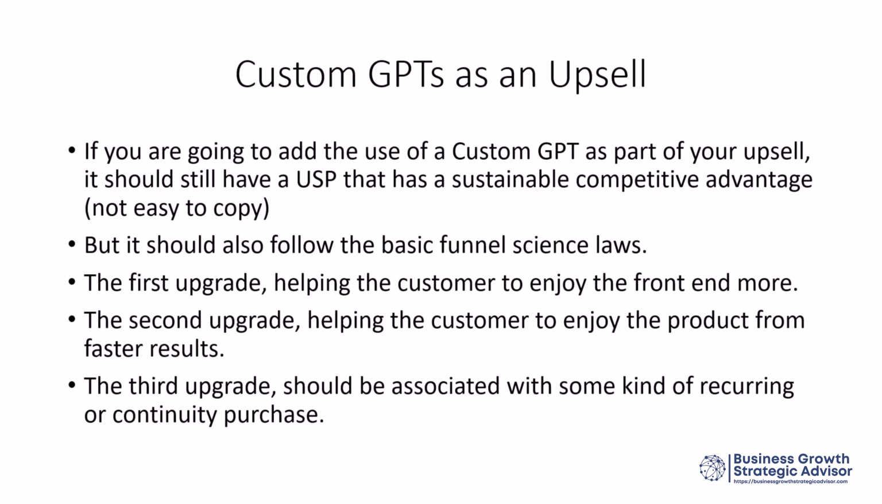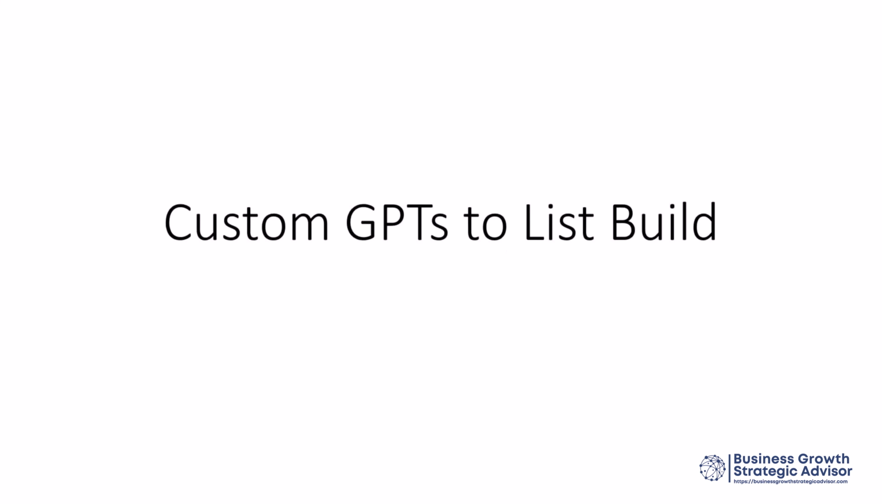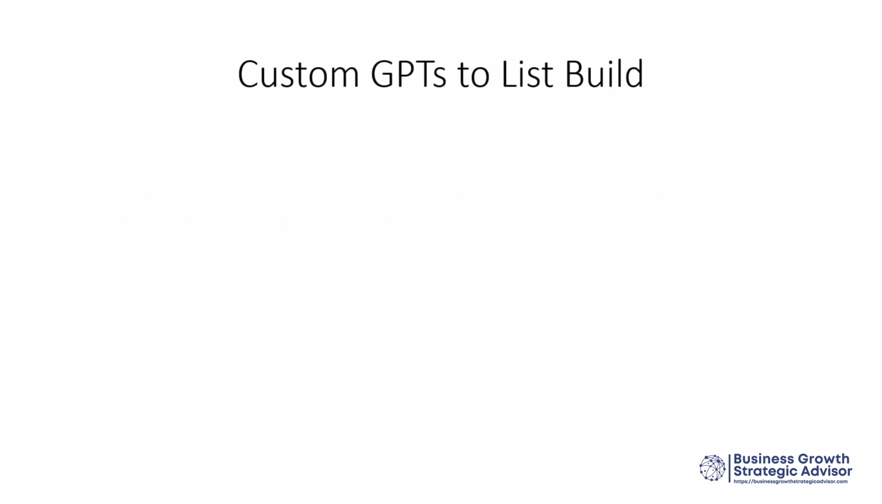So when you add a GPT, you need to make sure that it's following those funnel science laws. So you could put a different GPT at every upgrade, as long as it helps you in these elements, right? You add a GPT, make sure that it helps your customer to enjoy that first product. If you add a GPT to the second upgrade, it should help your customer to enjoy the product with faster results. If you add the GPT into a third upgrade, it should be associated with some kind of recurring or continuity purchase.